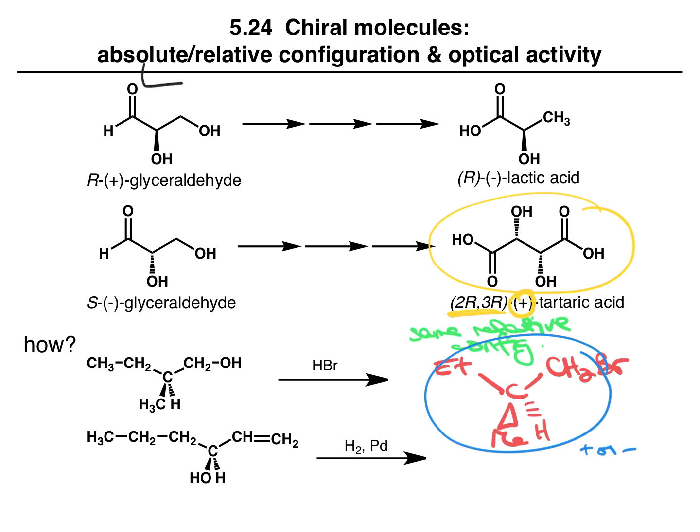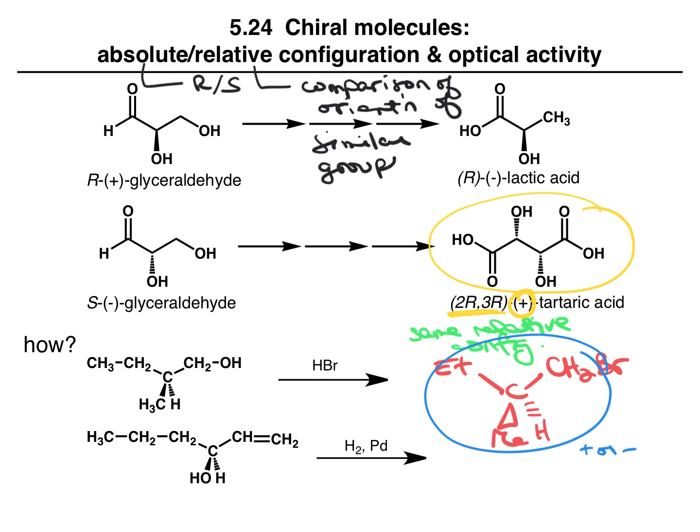in mind absolute configuration refers to R or S based on the Cahn-Ingold-Prelog rules. Relative configuration is a comparison of the orientation of similar groups in space. So relative configuration is about looking at two molecules with similar groups in the same space and deciding whether they are the same or opposite.